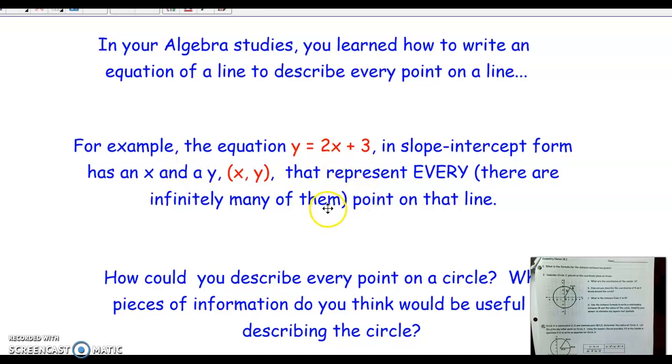Likewise, when we write the equation of a circle, we're going to have an x and y representing every single point on that circle. And again, there are infinitely many points on a circle. So what pieces of information do you think would be useful in describing a circle?